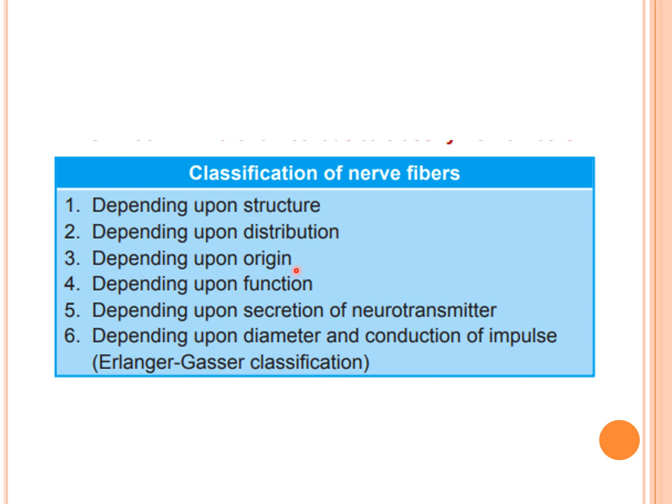Depending upon the origin, they are classified as cranial nerve fibers and spinal nerve fibers. Depending upon the origin, cranial nerve fibers are those which arise from the brain, whereas the spinal nerve fibers arise from the spinal cord. So if the nerve fibers arise from the brain, they are classified as cranial nerve fibers.